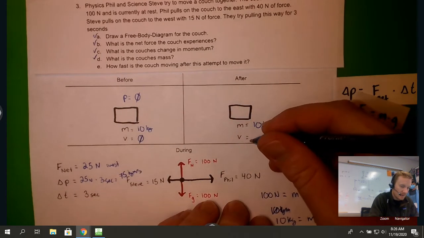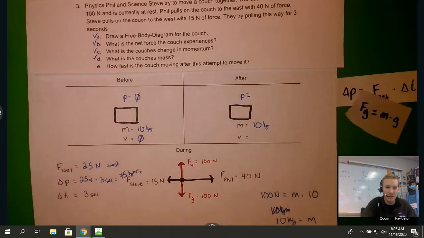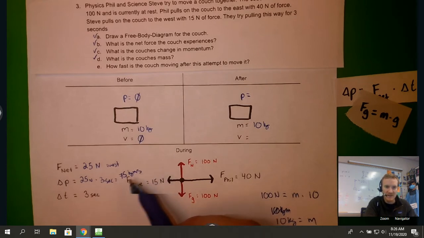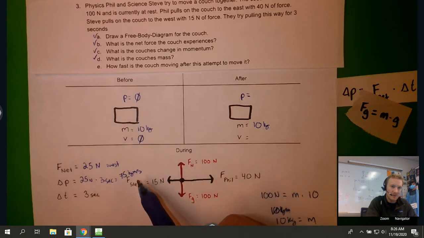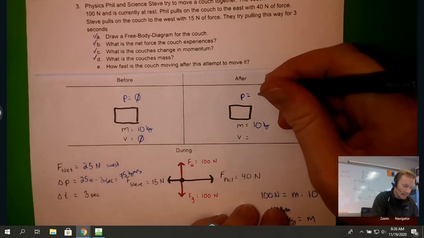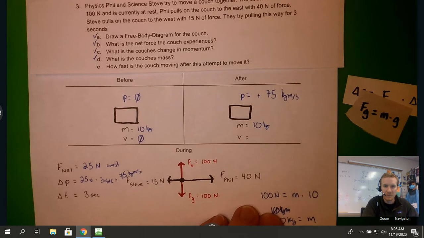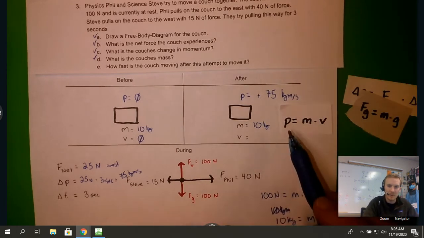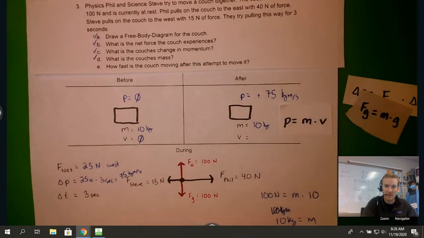So we have all of these pieces. The only thing that we're missing now is our velocity, but we can figure that out by checking out our change in momentum. We calculated earlier that the change in momentum was 75 kilogram meters per second. So if we start at 0 and we experience a change of positive 75, that means our final momentum is also going to be a positive 75 kilogram meters per second.